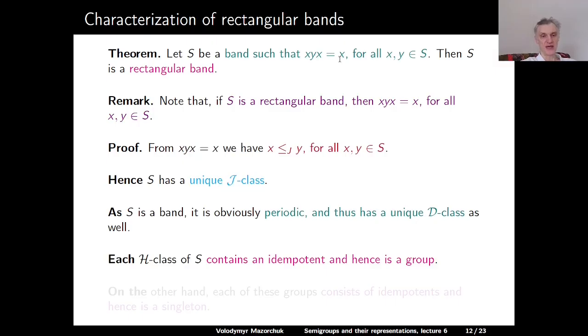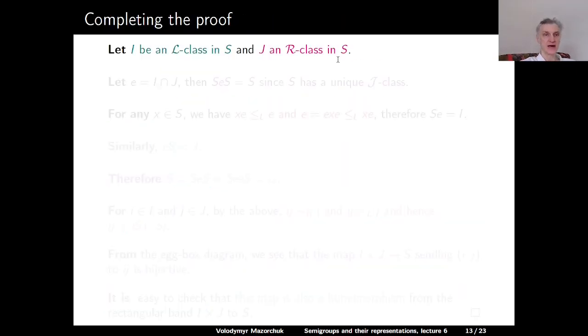Each H class of S contains an idempotent and hence is a group. On the other hand, each of these groups consists of idempotents and hence is a singleton. So each H class is a singleton. So we have one D class, and we have R classes there, and L classes there, and each intersection is one element. So let I be an L class in S, and let J be an R class in S.